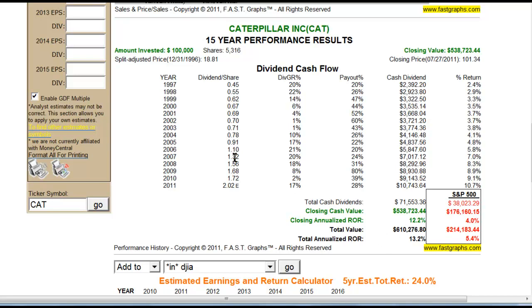So $100,000 invested in 12/31/1996 would have grown to $538,000. That's a 12.2% compounded rate of return. That's over 3 times what the S&P 500 was able to generate during that same time frame. So it wasn't the market here, it was Caterpillar.